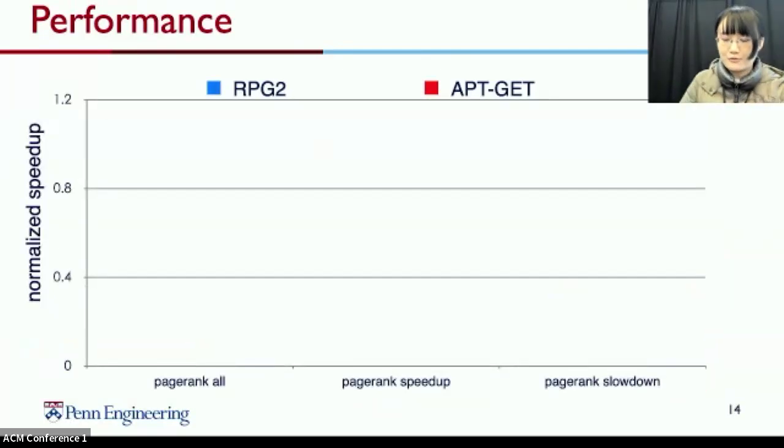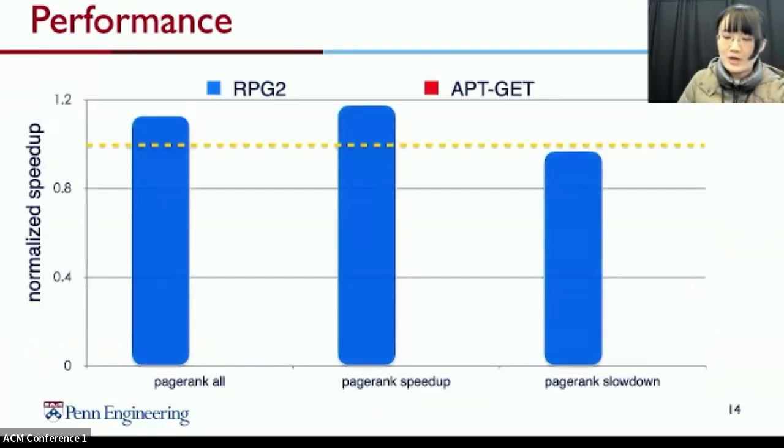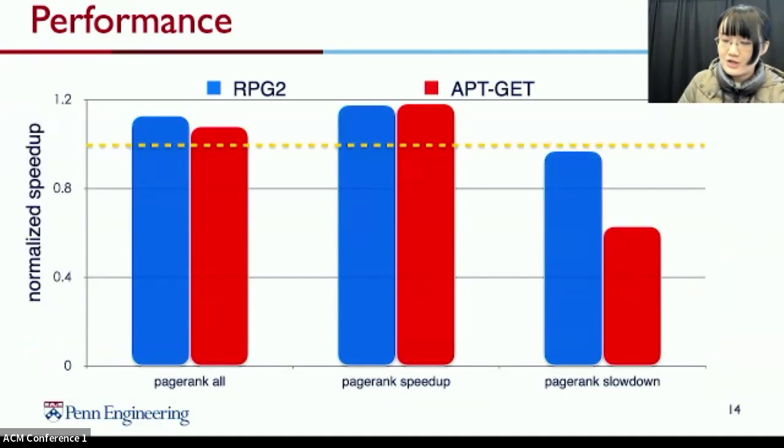And we measure the performance of RPG2 and compare it with APT-GET, the state-of-the-art profile-guided prefetch insertion compiler. We put our results in two different groups, the speed-up group and the slowdown group. In the speed-up group, the prefetch can improve performance. And in the slowdown group, the prefetch can hurt performance.